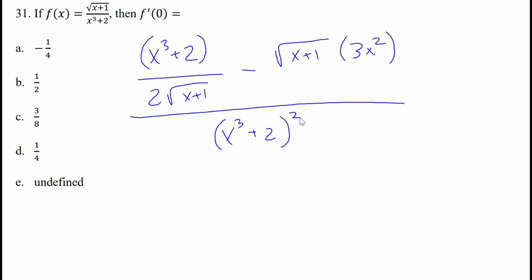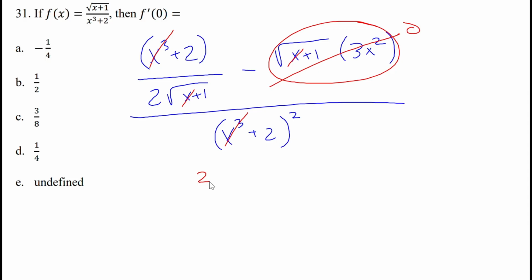And we want to evaluate this at 0. Well, if I evaluate this at 0, really all of these x terms are just going to go away. In fact, this whole term is going to become 0, and that'll go away. So really, we're just left with a 2 over a 2 times the square root of 1, so 2 over 2, divided by 2 squared, which would be 1 over 4, which is answer choice D.